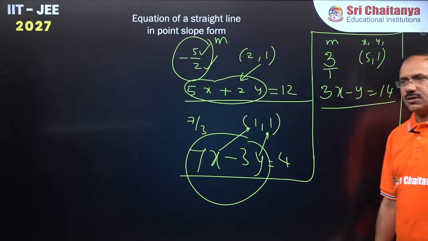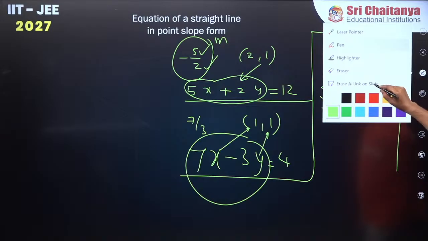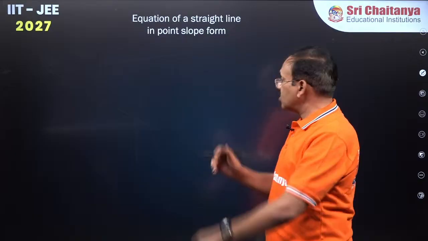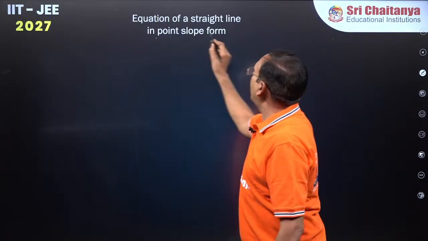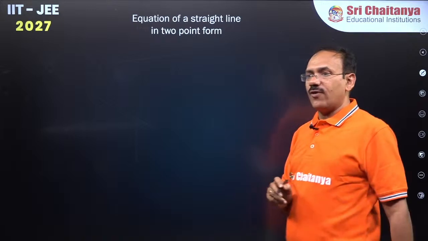Fine, good. So this is what we call the slope-intercept form of a line. Second question, what about the equation of the line in 2-point form? Point slope form is done, now 2-point form.